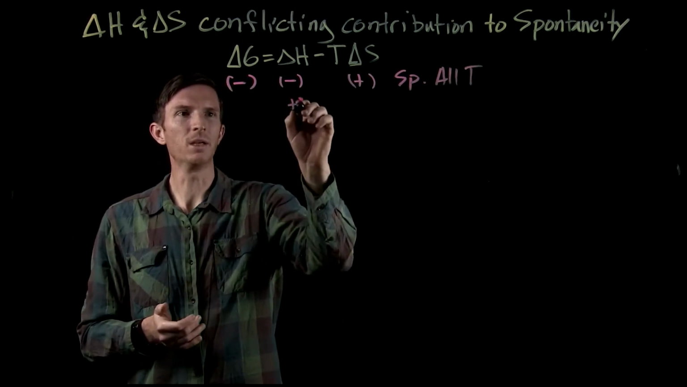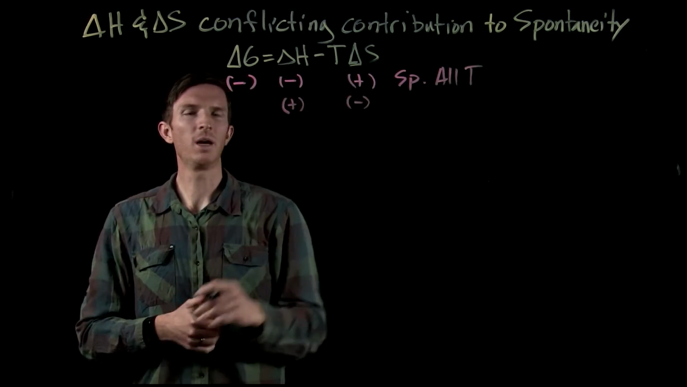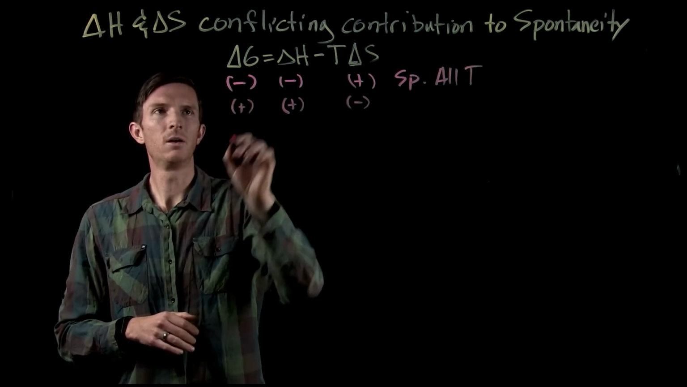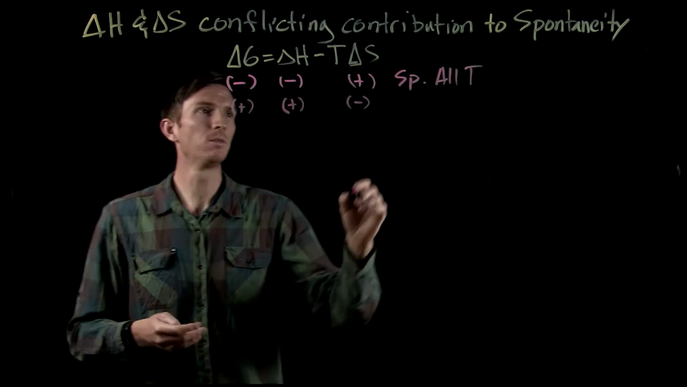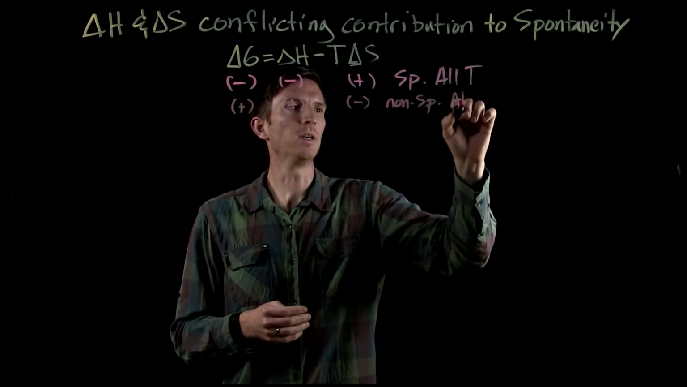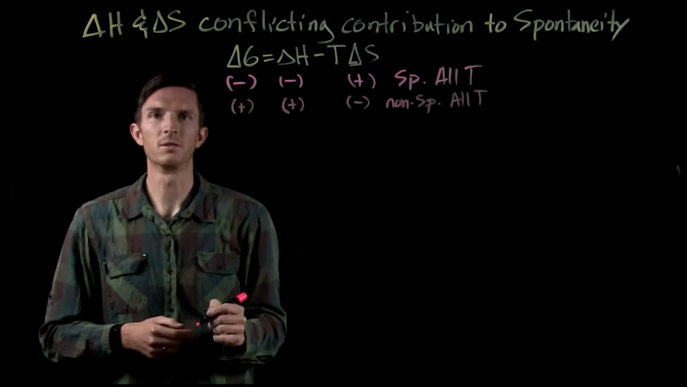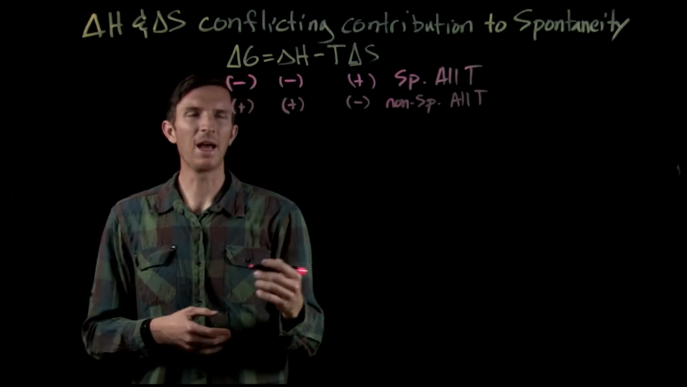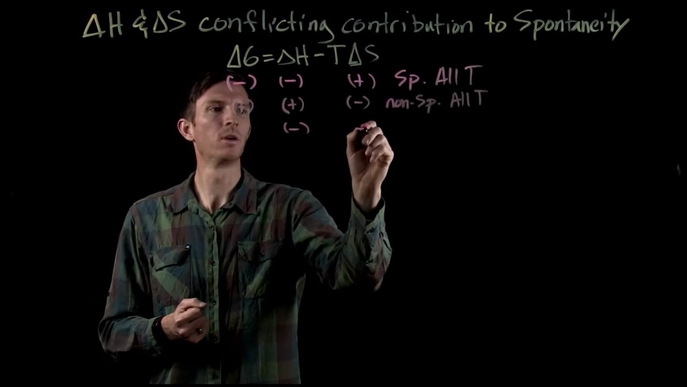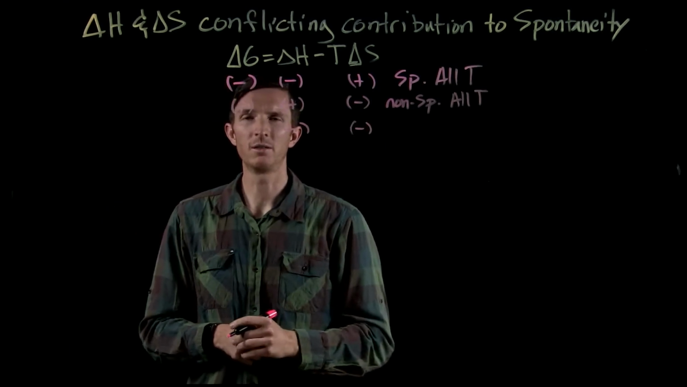Well, if we have the opposite, positive delta H, negative delta S, that will mean our delta G will always be positive, and we'll see this instance is non-spontaneous for all temperatures. Okay. Now, what if we have conflicting contributions? Like, let's say both our delta H and our delta S are negative.